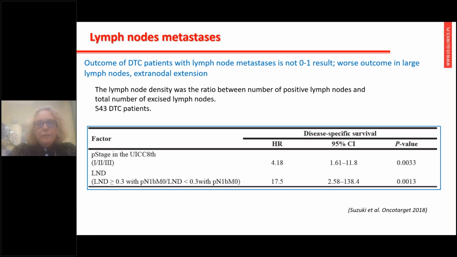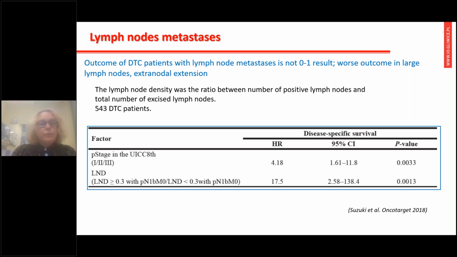And we know that lymph node metastases are not a 0-1 result, not yes or no. But we know that worse outcome is related to the big lymph nodes with the extranodal extension, which is related both to the regional recurrence, but also to distant metastases. But what can we do with the patient with intermediate risk of recurrence, when there are not those big lymph node metastases? Here is one approach.